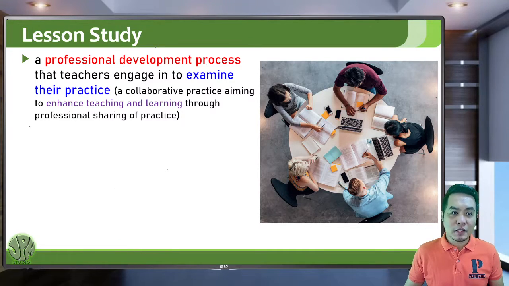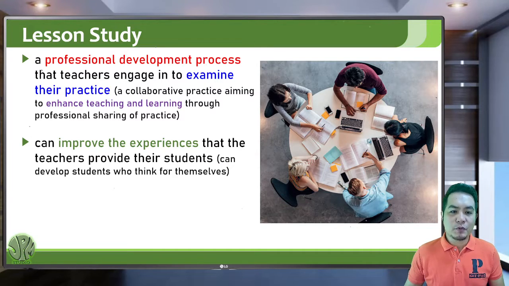Since it's professional development, it's for our own good. It's to develop our teaching and actually research skills. Since it's also collaborative, by using this process, you can learn new techniques and pedagogies in teaching and maybe correct some misconceptions because this is usually done within a group. So a lesson study can improve the experiences that teachers provide their students, and hence it can develop students who think for themselves.